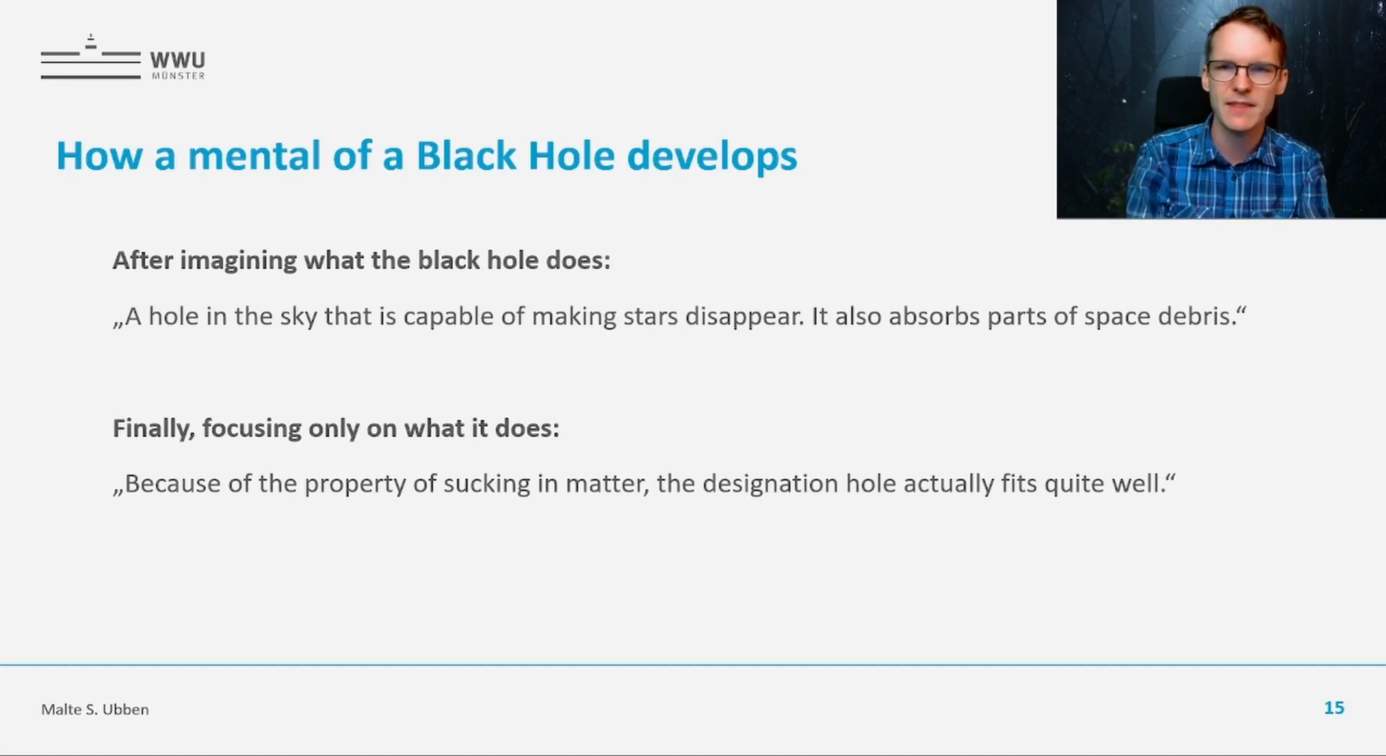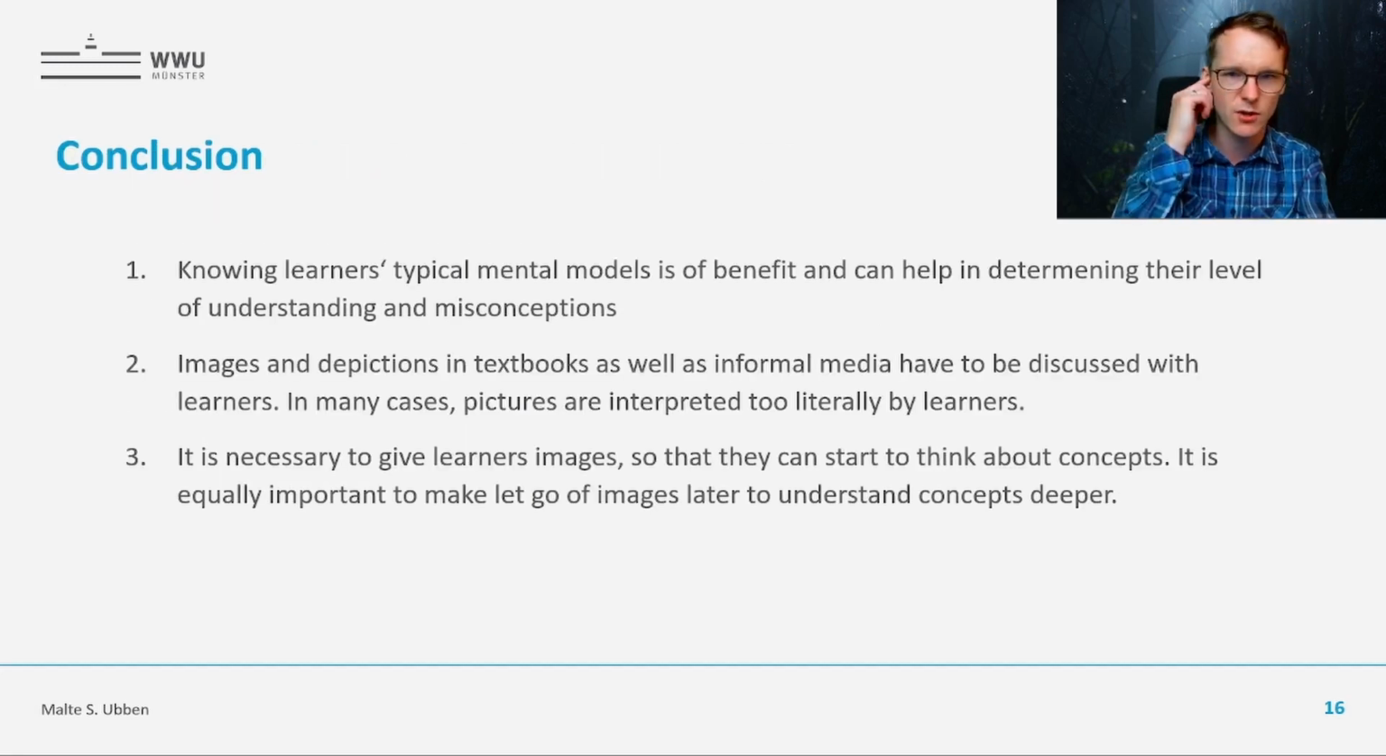Now I'm at the end of the talk already. So just a short conclusion, because I'm a bit over time. What did we learn here? It's very important to know your learners' mental models to help determine what level of understanding they are on, or what misconceptions they have. If you know what general mental models there are in certain areas of physics education or astronomy or whatever, you might be able to more precisely determine what misconceptions are at hand, what problems they have, or how deeply they understood the topic.